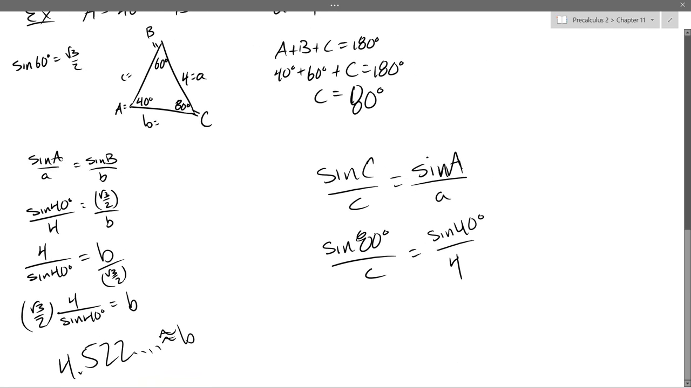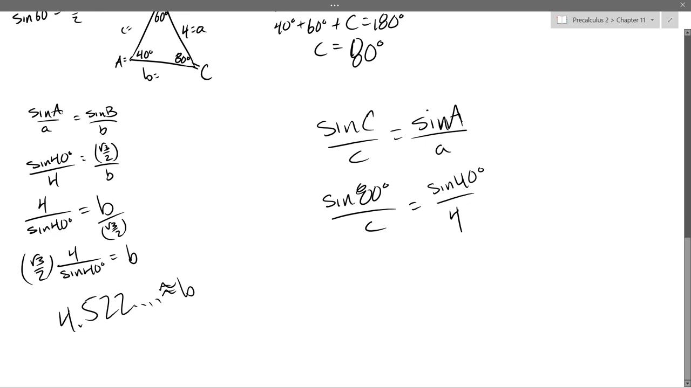Basically with triangles, if your angle's bigger, generally the opposite side's a little bigger. So the angle 40 had a side length of 4, angle 60, the opposite side length should be a little bigger. And now our 80 degree side, so I lined up sine C over C equals sine A over A, and just plugged in 80 for angle C, 40 for angle A, and 4 for side A, and we can just reciprocate everything.